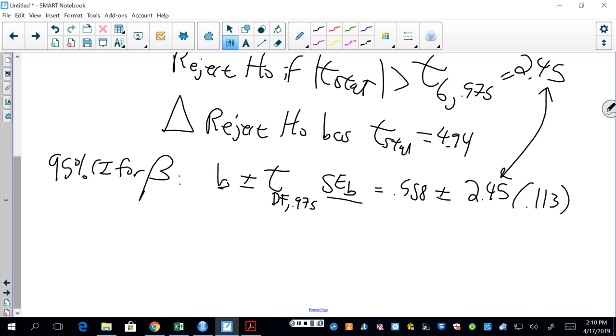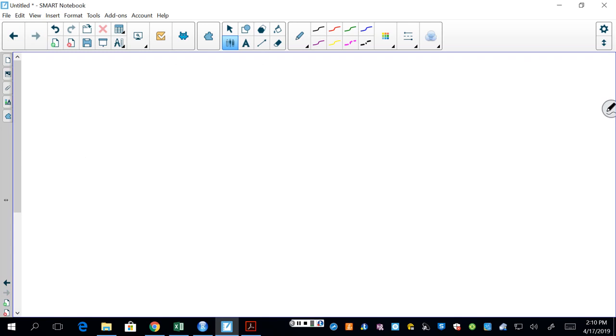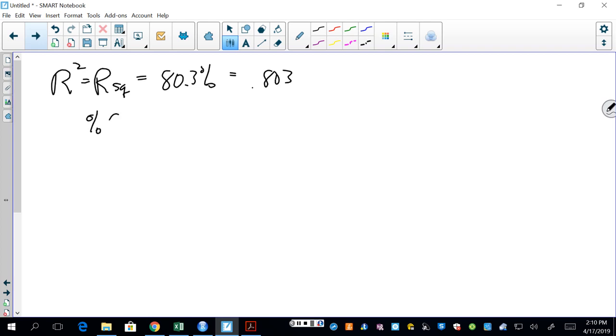The other things that are in that output that are worth noting a little bit, there's this R squared value. This output is RSQ with 80.3%. As a decimal, it's 0.803. So R squared is the percent of variability in Y explained by the linear structure and X.